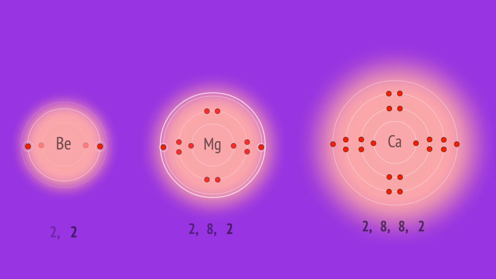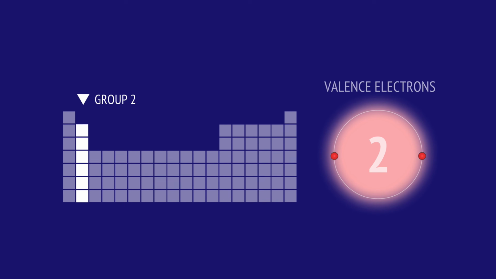So we've seen that it's the number of valence electrons that determines the chemical properties of elements, and that elements with the same number of valence electrons are in the same groups of the periodic table.